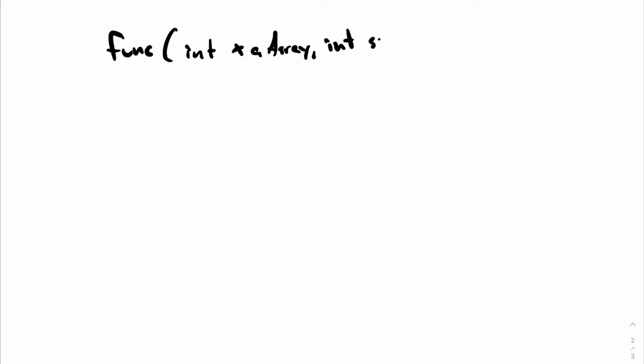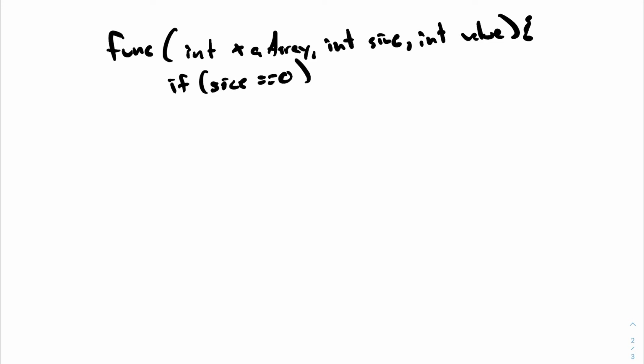Okay, next example. Here's another function. It's going to take another array. It's going to have a size. It's going to have a value again. And then inside this function is going to do something like this. If size is equal to 0, then it's going to return 0. So we have a really quick early out here.